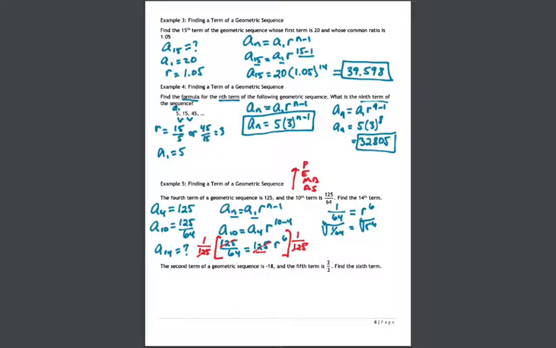And what you should be thinking about is, what number do you multiply by itself 6 times to get 1 over 64? You can also in your calculator type 1 over 64 raised to the 1/6 power. That's the same thing as taking the 6th root. And you should get 1/2 equals r. So now I know my r value, and I can use that to find the 14th term.